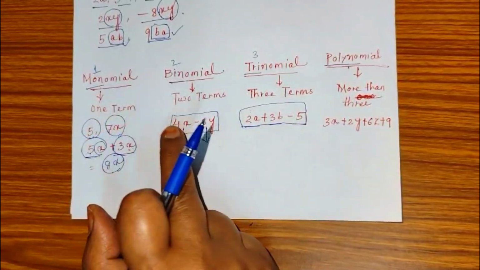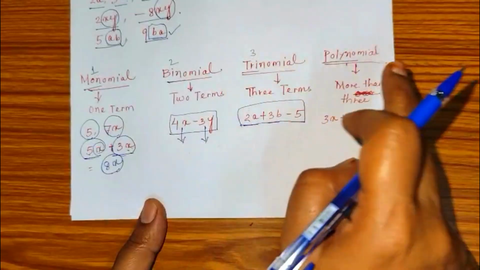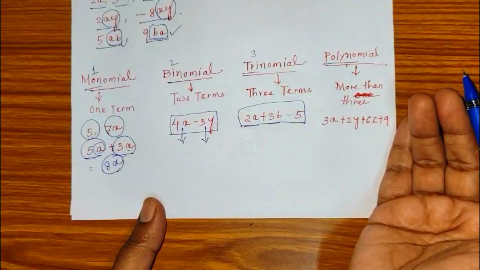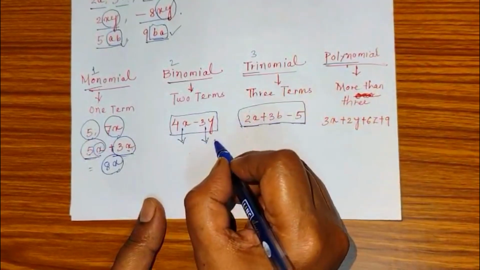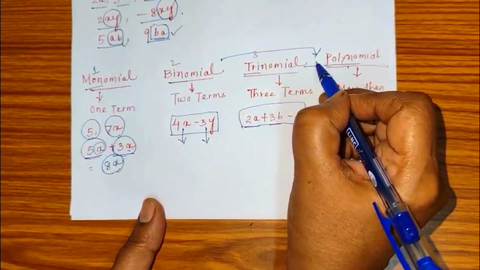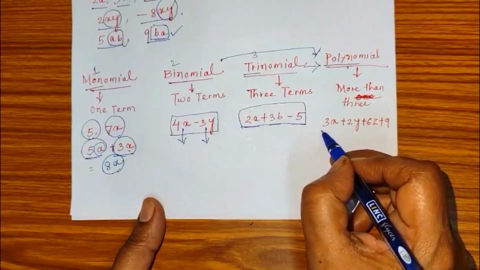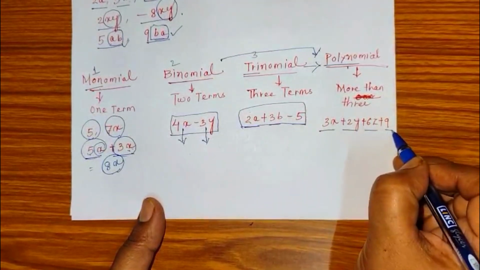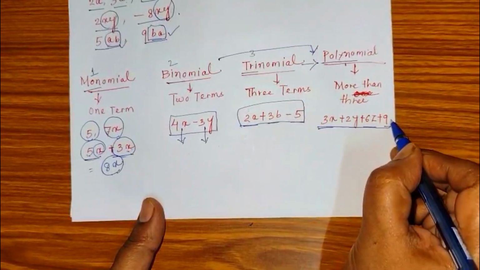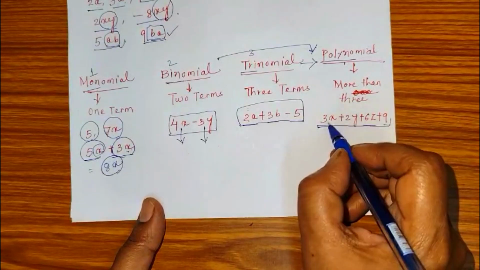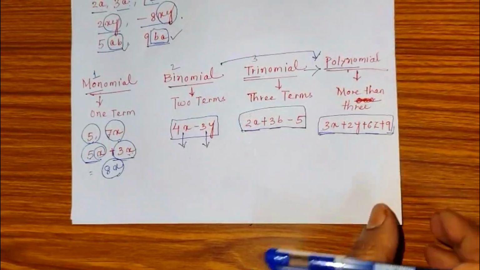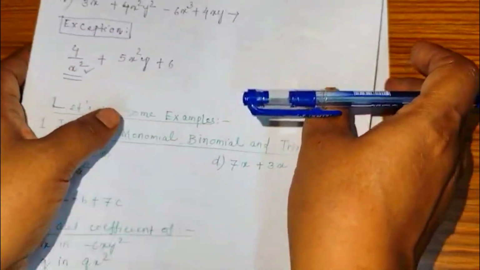Mostly we can say binomial, trinomial, everything is polynomial. Why are we using polynomial? If there are more than 3 terms, we are calling it polynomial. Other than that, binomial can also be called polynomial. Trinomial can also be called polynomial. Let's see this expression. 3x plus 2y plus 6z plus 9. There are 4 terms, more than 3. So we can't call it any other name. There can be 5. More than 3, we are calling it polynomial. Got it? Understood?